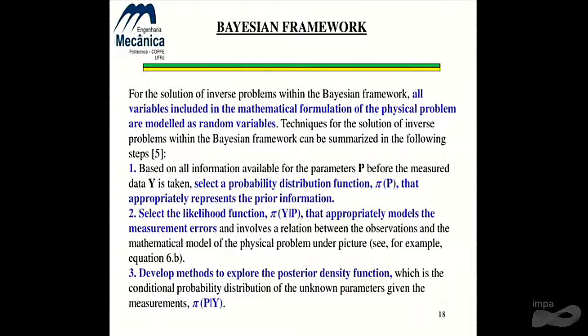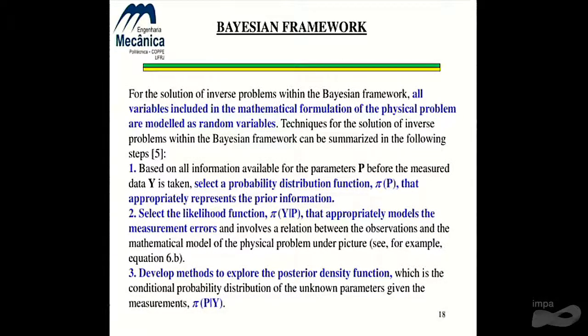Okay, so the solution of the inverse problems within the Bayesian framework can be summarized in those basic steps. Okay. First of all, we consider that all variables that appear in the mathematical formulation of the physical problem are actually random variables. Okay. And then our first task is to select a probability distribution function that represents this prior information, which is the information that we have about the parameters before the measurements are taken. Okay. And you have to give a lot of thought about how to do this. Okay.